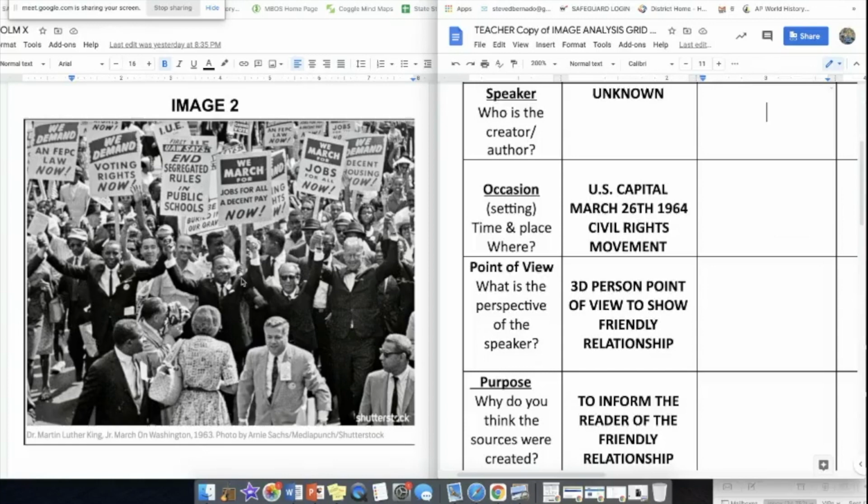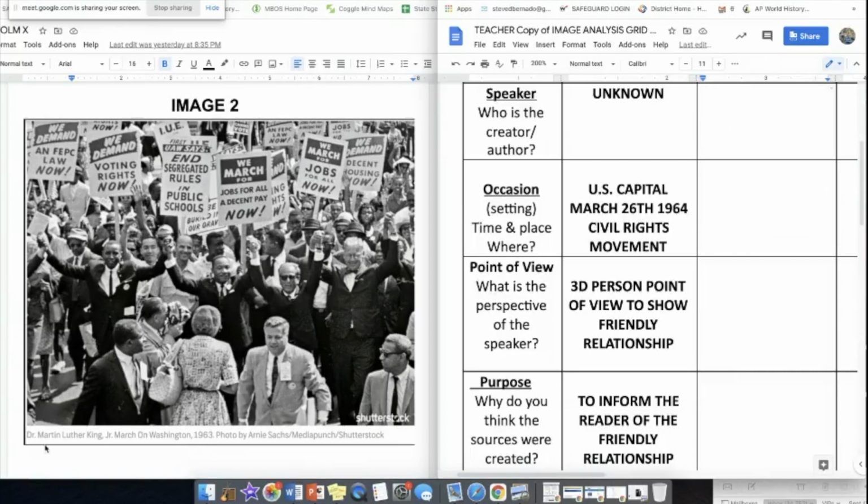Now you look very closely in this image, even though it's black and white, you can tell that there are many African Americans in this crowd. But if you look even closer, you can tell there are also Caucasian people in this crowd as well. There's a mix of race in this crowd. And that's what we see here. And does this look like a violent protest? No, it's a peaceful march.